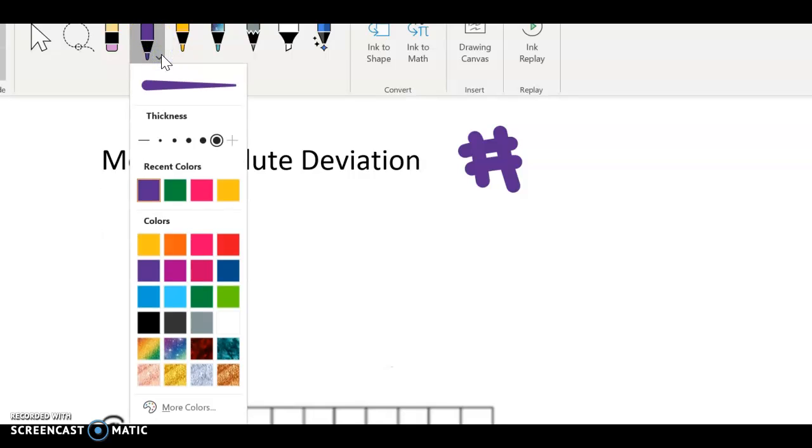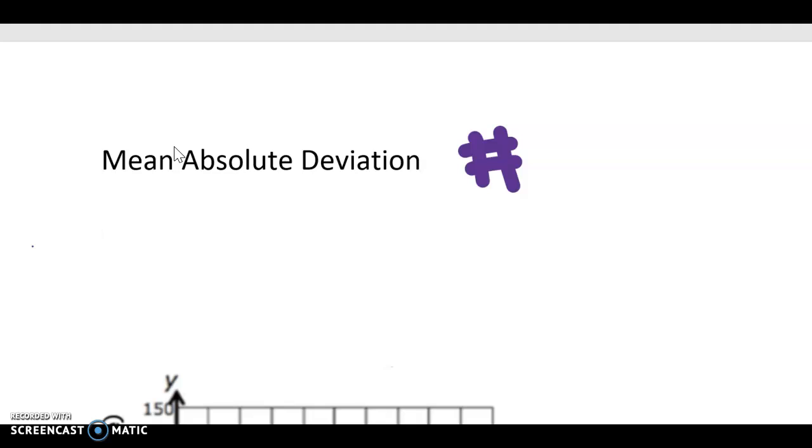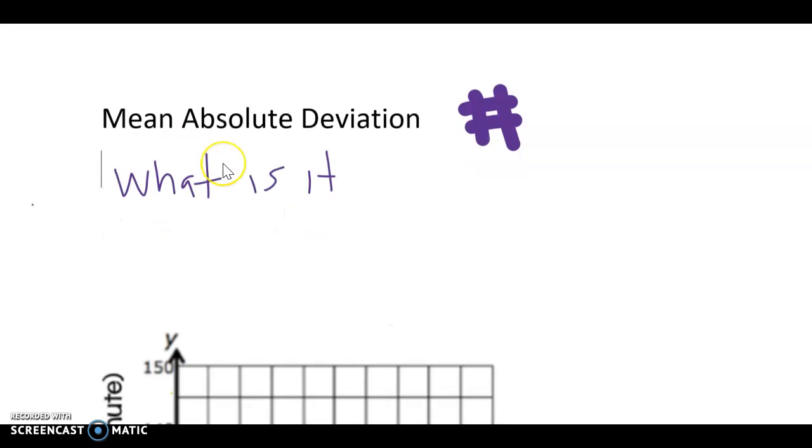So it is a number, okay? And your job is to calculate that number. And so what is it? I'm going to use the next couple of graphs to explain what mean absolute deviation is.